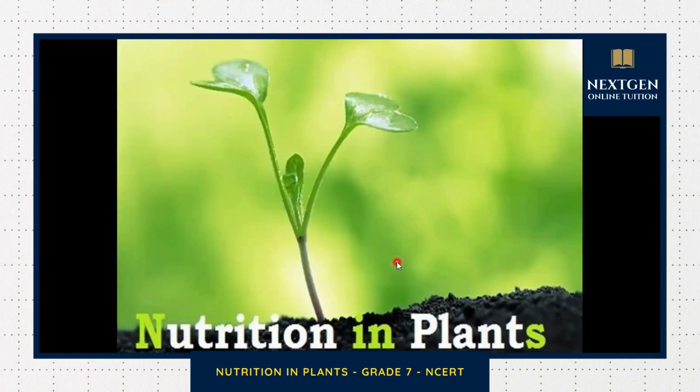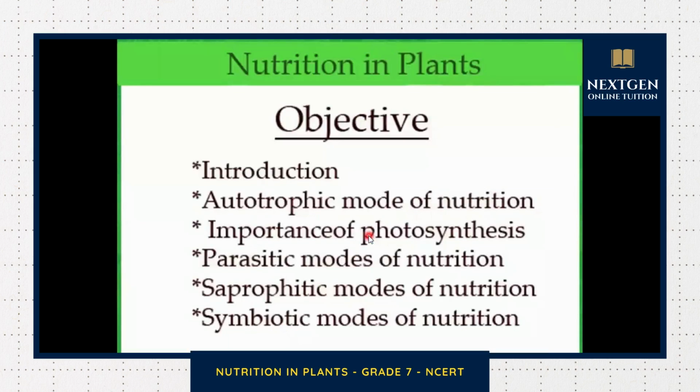Now we are going to deal with nutrients in plants. In class 6, we have learned food is essential for all living organisms. In this chapter, we are going to deal with the different types of modes of nutrition in plants, that is autotrophic, parasitic, saprophytic and symbiotic, and about the importance of photosynthesis.